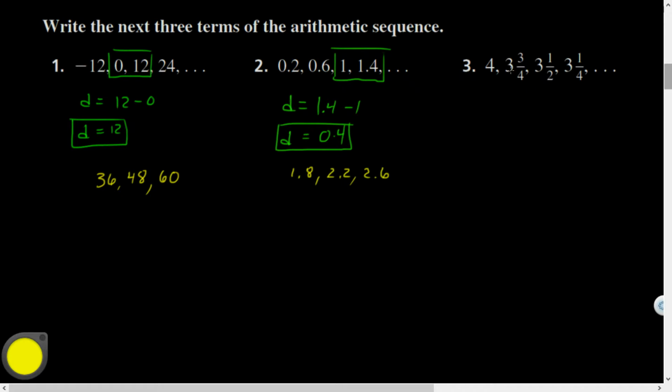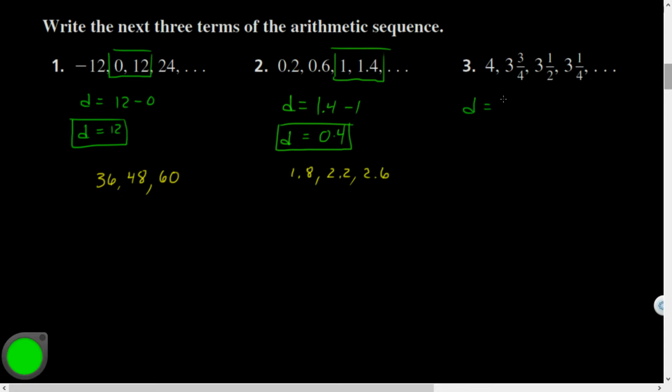Oh dear, look at this one. Oh dear, dear, dear. Guys, are you scared yet? I'm scared of this one. So my common difference I could find by subtracting any two consecutive terms. Now notice this one's getting smaller. I think it's actually easier to look at this way. To go from 4 to 3 3/4, or 3.75, I'm subtracting a quarter.